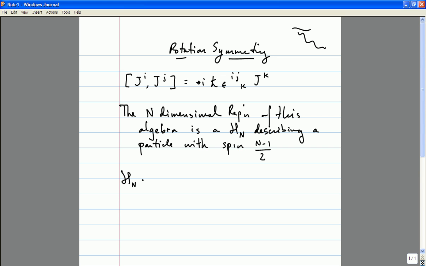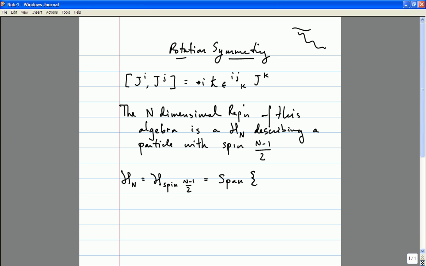And that Hilbert space, which I denoted H sub n, so H sub 1 is the Hilbert space of a spin 0 particle, H sub 2 is the Hilbert space of a spin 1/2 particle, H3 is the Hilbert space of a spin 1 particle, and so on and so forth. So let's just write H with spin (n minus 1) over 2.